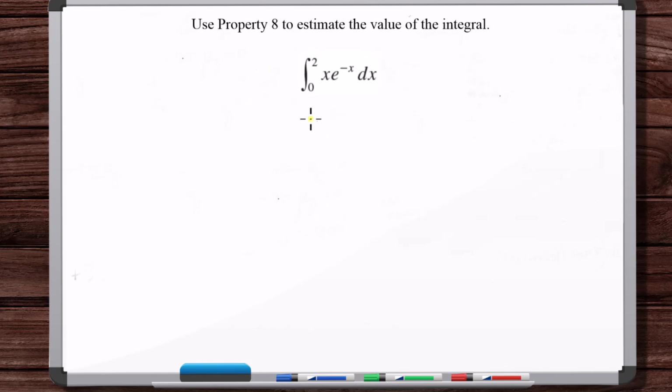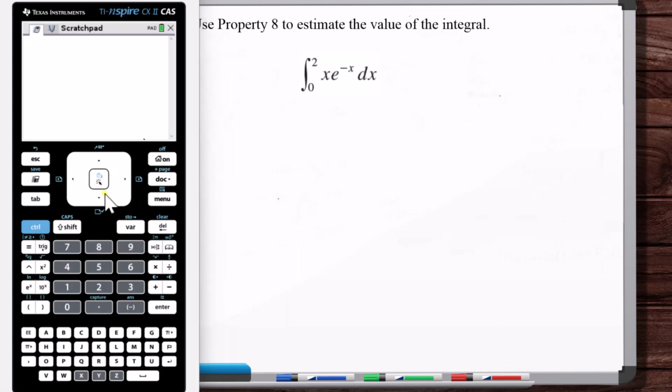Okay, same problem. Just to get an idea of this, so x times e to the minus x. Store that as e. So e with x equal to 0 is 0. E with x equal to 2. And e with x equal to 1.